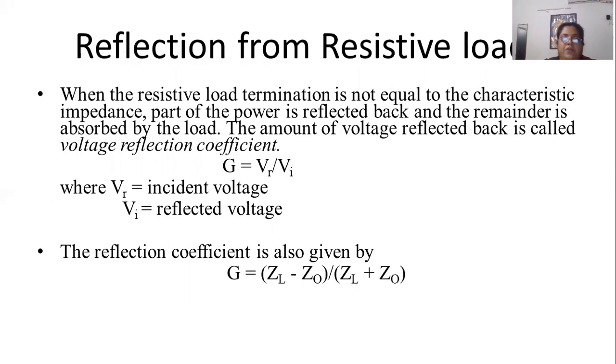Now the reflection from resistive loads. When the resistive load termination is not equal to the characteristic impedance, part of the power is reflected back, and the remainder is absorbed by the load. The amount of voltage reflected back is called the voltage reflection coefficient, and it is equal to the ratio of the reflected voltage upon the incident voltage. The reflection coefficient is also given in terms of impedance: it is equal to load impedance minus the characteristic impedance upon the load impedance plus the characteristic impedance.